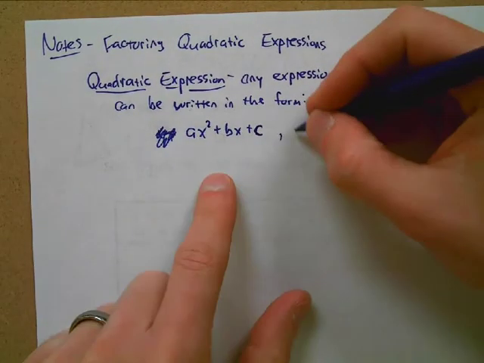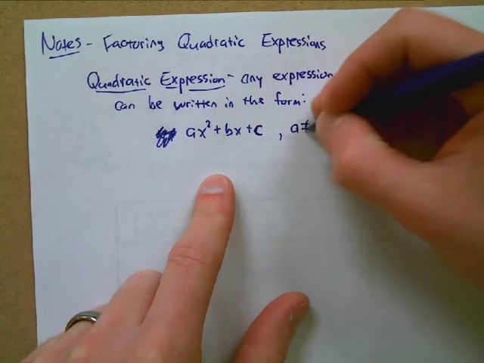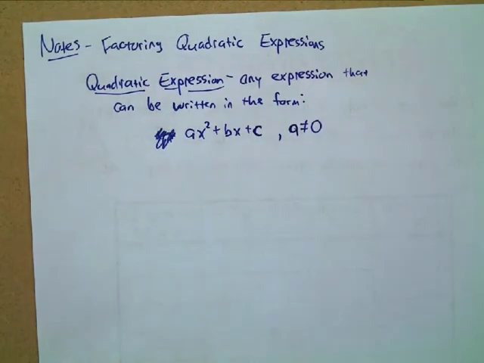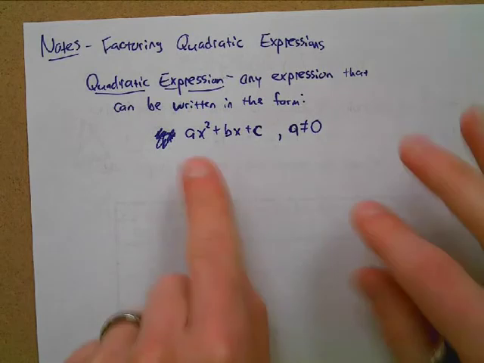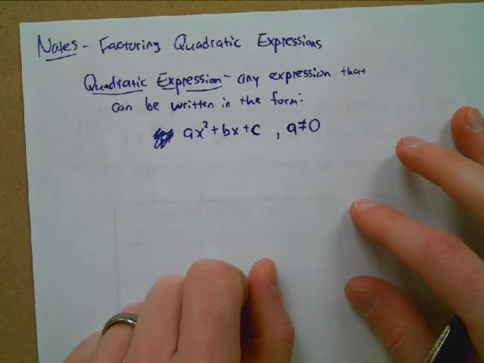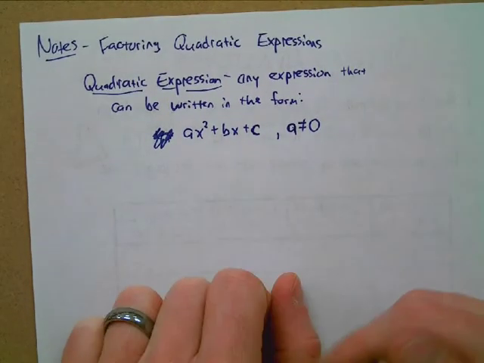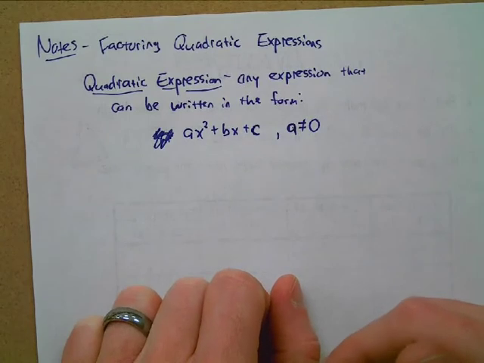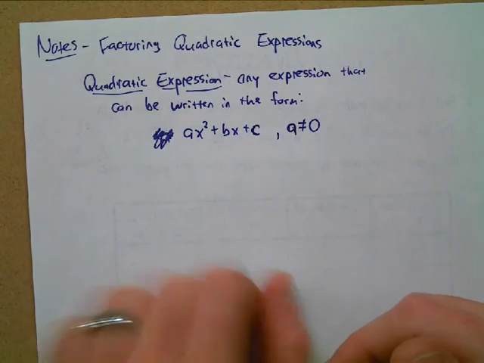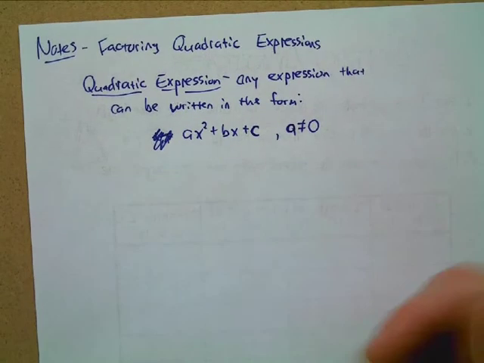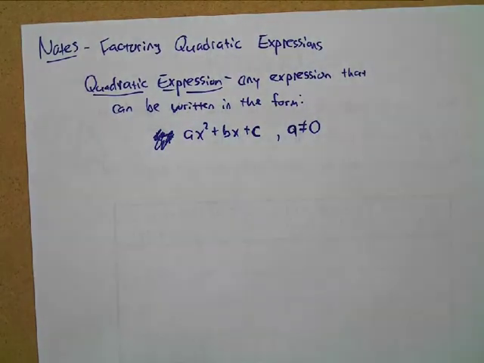A cannot equal 0. Okay, a cannot equal 0. What would happen to our expression here if a was 0? What would we have? If a was equal to 0, so there's our a, what would happen to this thing? What would simplify?